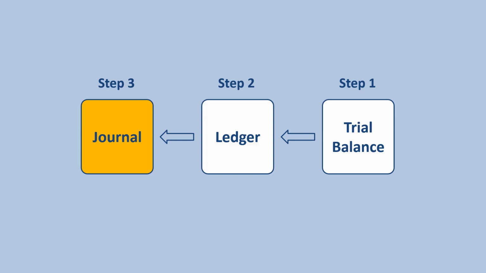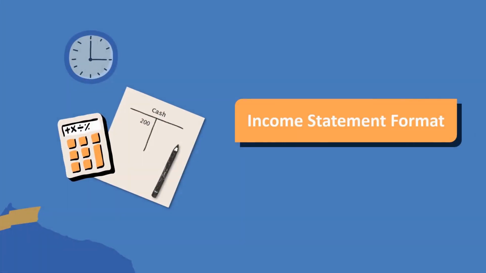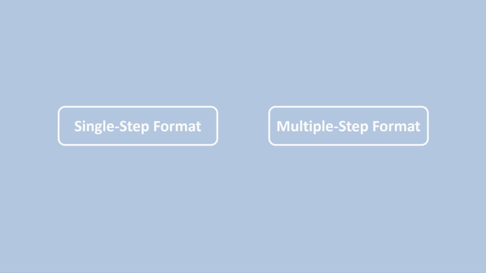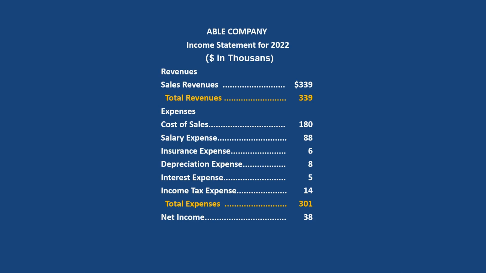Now, let's shift our focus to the preparation of the income statement. Income statements can take different forms, but the 2 main formats are the single-step and multiple-step income statements. A single-step income statement consolidates revenues and groups all expenses together, providing subtotals, as shown here.